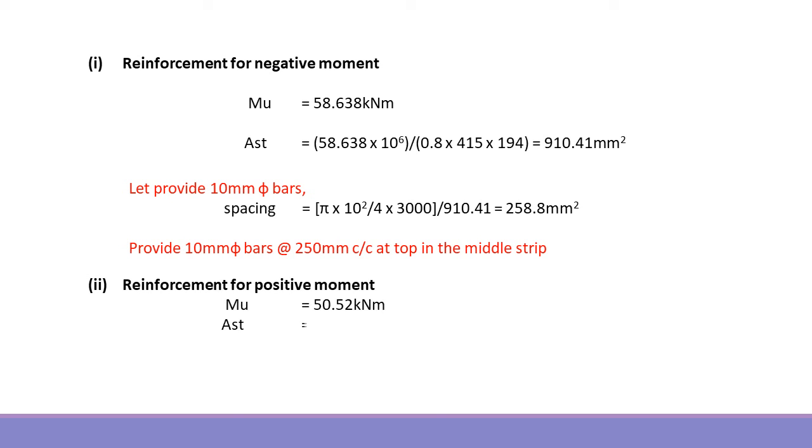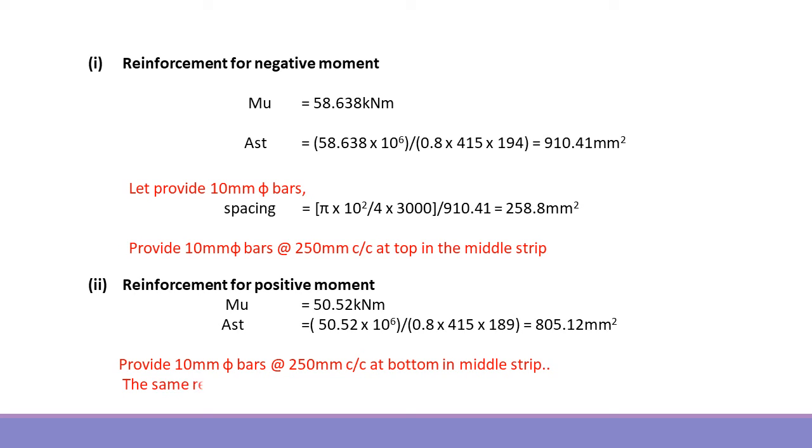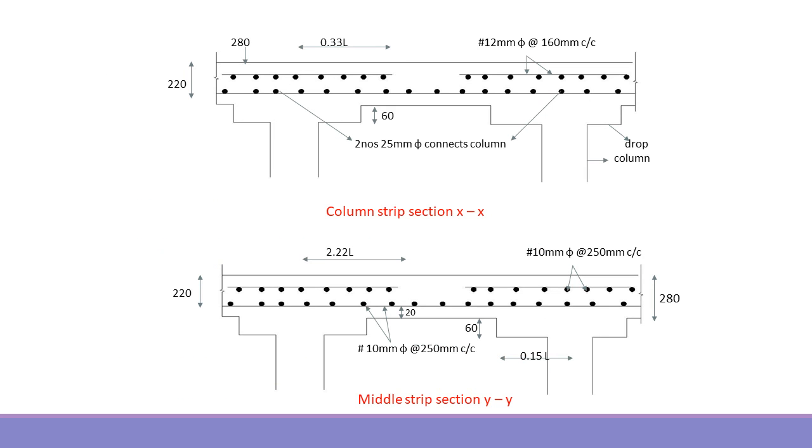Then reinforcement for positive moment. So take the positive moment value 50.52. Same Ast formula, same spacing formula. So in this case we can provide 10 mm dia bars at 250 mm center to center distance at bottom of the middle strip. So the middle strip has the same reinforcement at the top and bottom. So see the reinforcement details, column strip and middle strip. First the column strip: providing main reinforcement of 12 mm at 160 mm center distance, and the middle strip is 10 mm dia bar at 250 mm center to center distance.